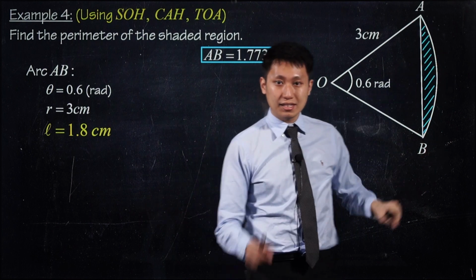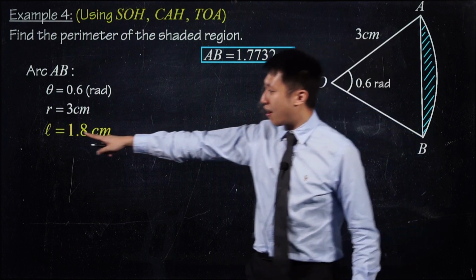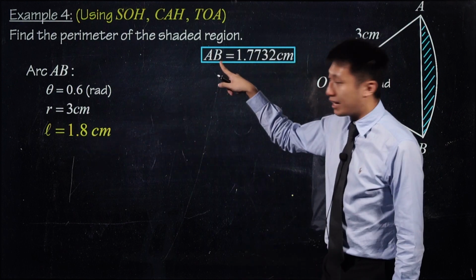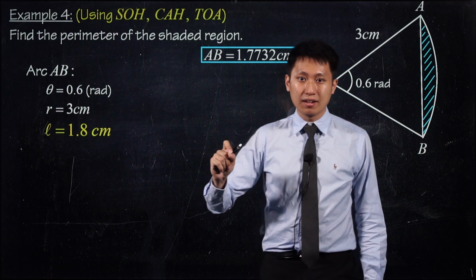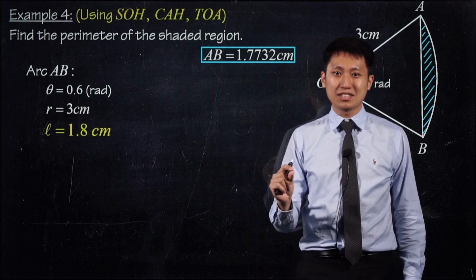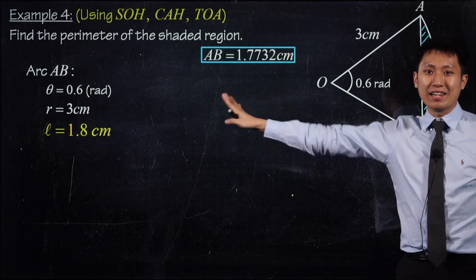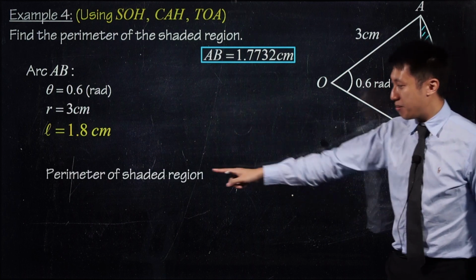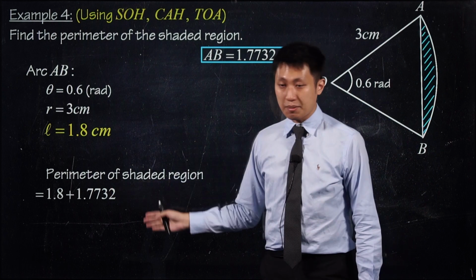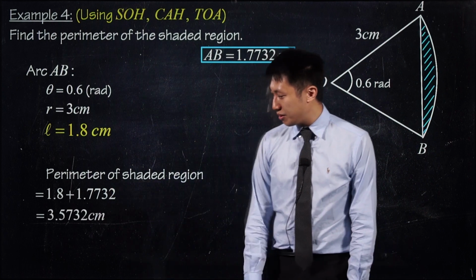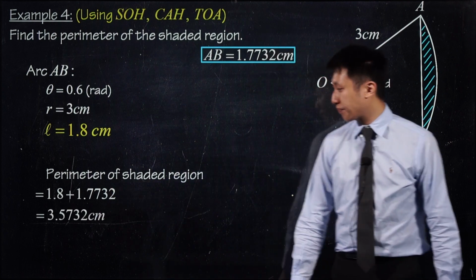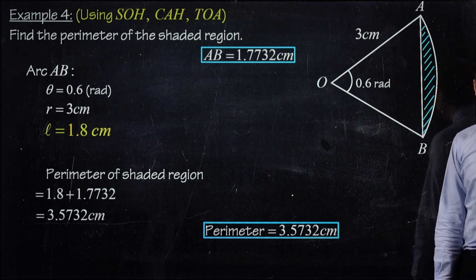The length is slightly more than that. Arc is 1.8, line is 1.77. It makes sense? Common sense meets your requirement, so you can kind of know that it is correct. Then the perimeter of the shaded region is just to sum them up. Then it's just 3.5732 cm. So I write here.